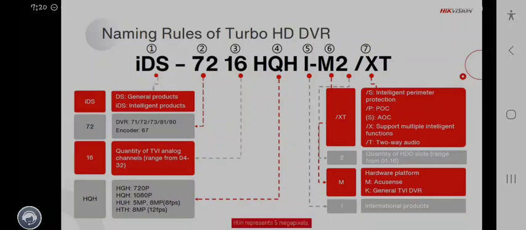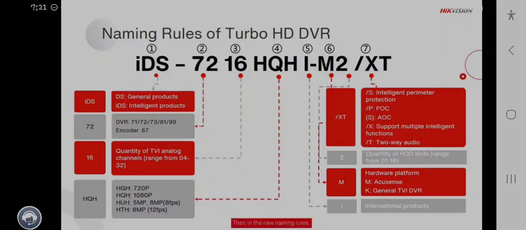HUH represents 5 megapixels, 8 megapixels with 8 frames per second. And HTH means 8 megapixels with 12 frames per second. Next letter I means international products. Then let's check what the suffix letters and numbers mean. M represents all the AccuSense series. K means general TVI DVR series. The number after K or M means the quantity of HDD slots.